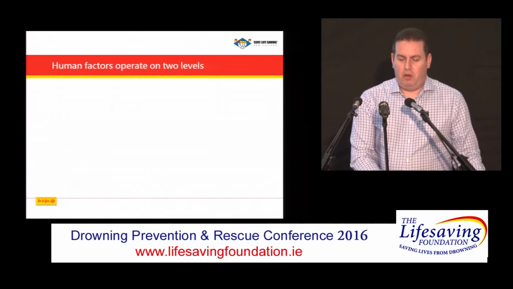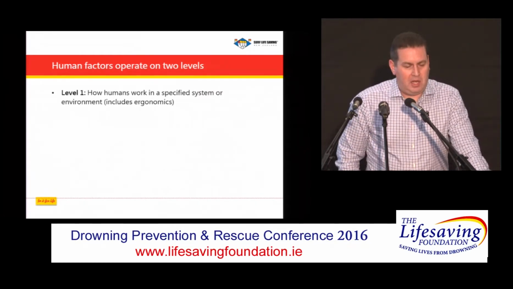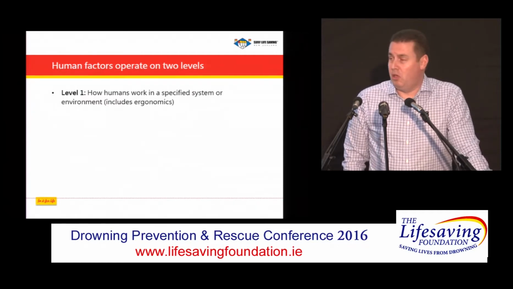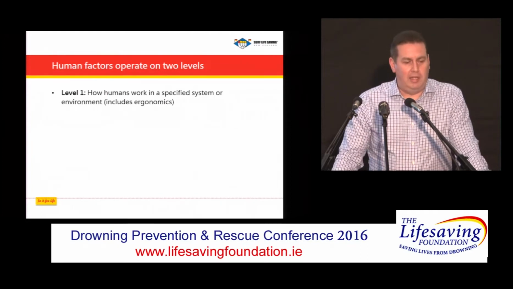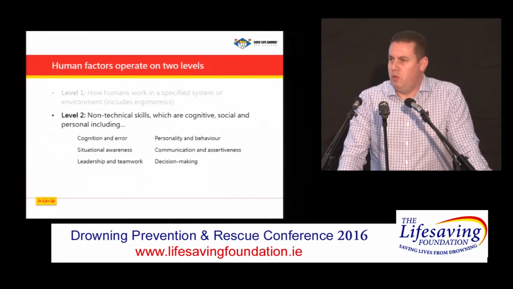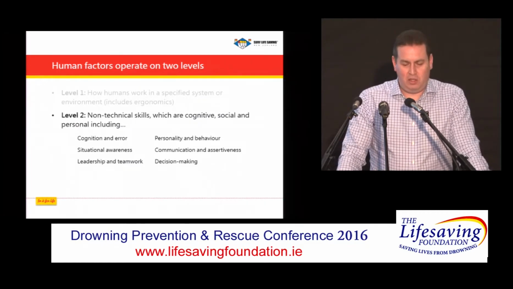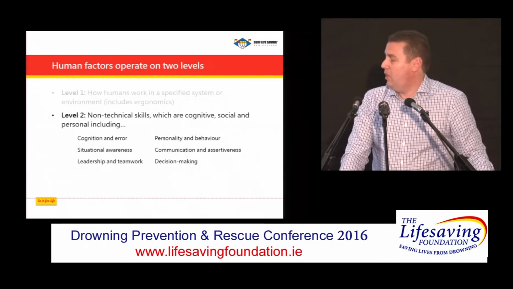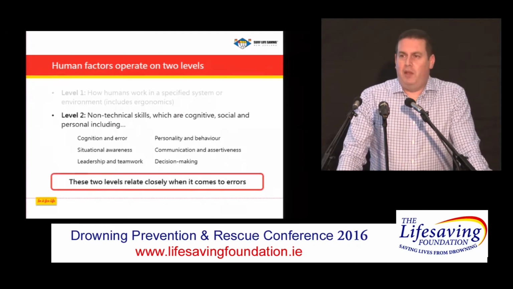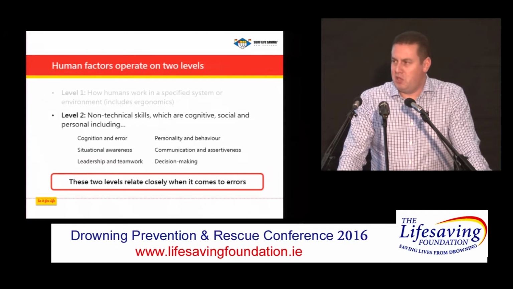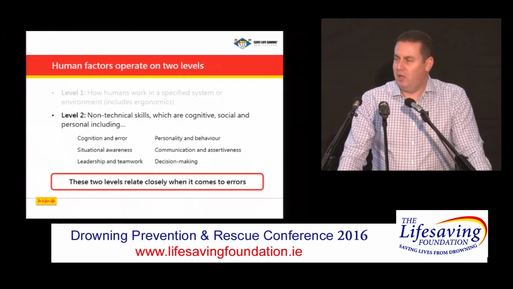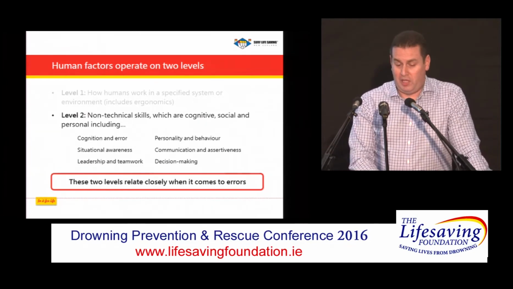Now, human factors operate on two levels. The first level is how humans work in a system or an environment, and that goes into ergonomics, which in itself is an entirely separate division of science. But what we're most concerned about here is the second level on which human factors operate, and these are the non-technical skills. We're going to cover many of what you can see on the list there in this presentation. An important point to take away at this point is that these two levels relate closely when it comes to errors. So the non-technical skills and how humans work within a specified system or environment, including the equipment that they use.